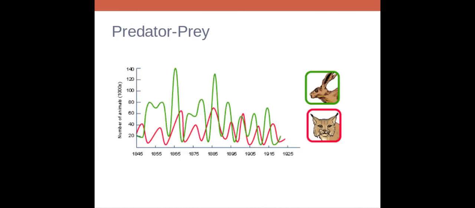Here is another example of a predator-prey graph. We can see here that the green line represents the prey, the rabbit, and the red line represents the predator, the bobcat. When the green line is high, there are fewer predators. The prey are better able to survive when there are fewer predators. And so we can see that similar cycle that we saw previously as well.